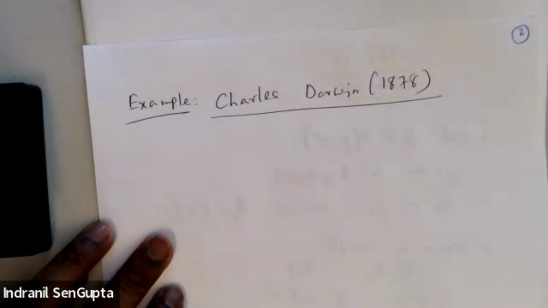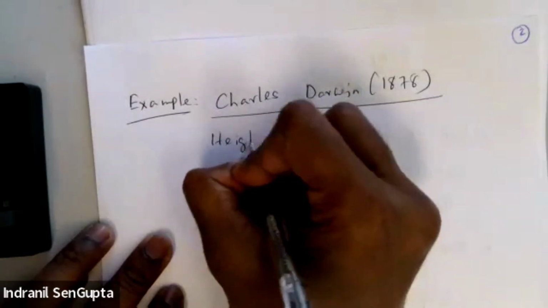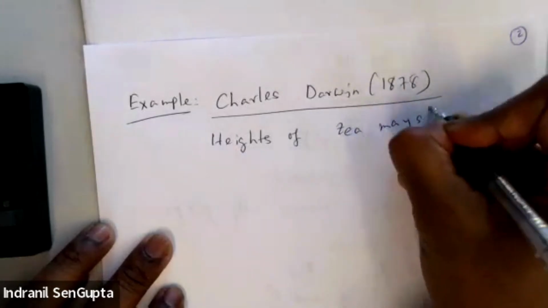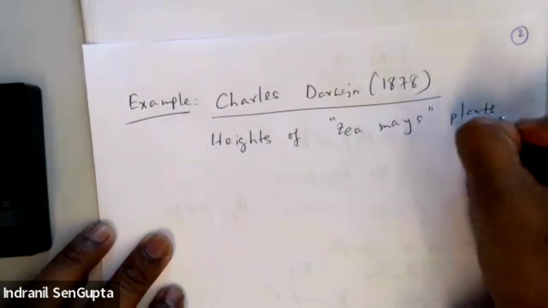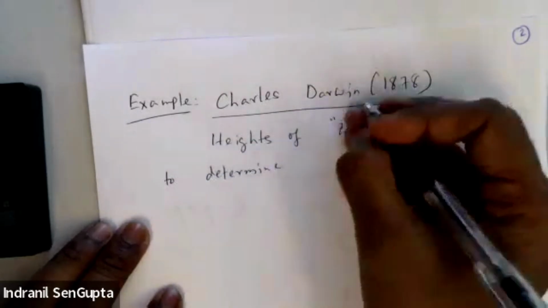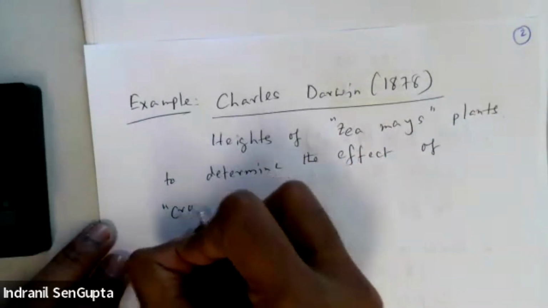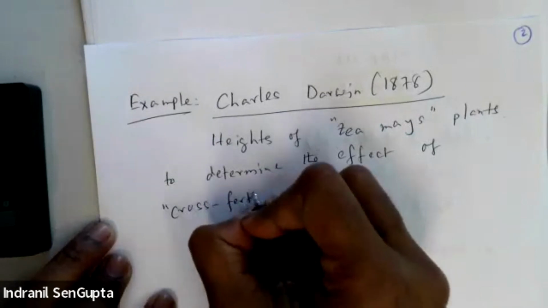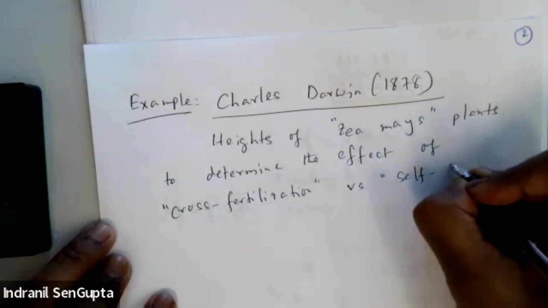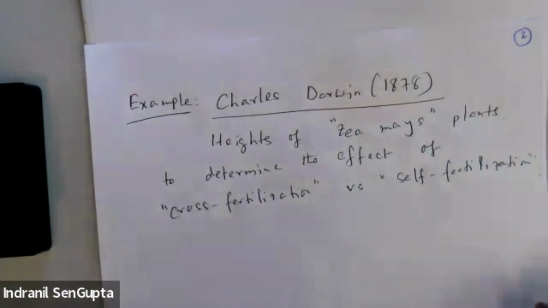What he did is he was trying to see the heights of a certain species of plant, Zea mays, to determine the effect of cross-fertilization versus self-fertilization. I'll not go into details of this.